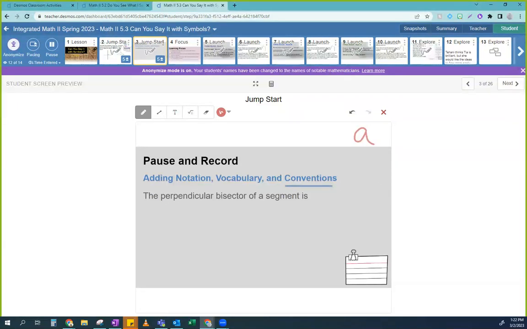Okay, so the next thing that I want to show you. If I asked you, what do you think a perpendicular bisector is? What would you guess it to be? Just your best guess.